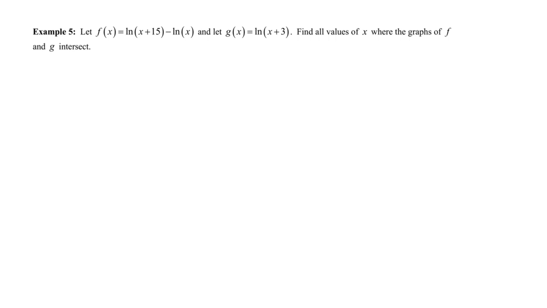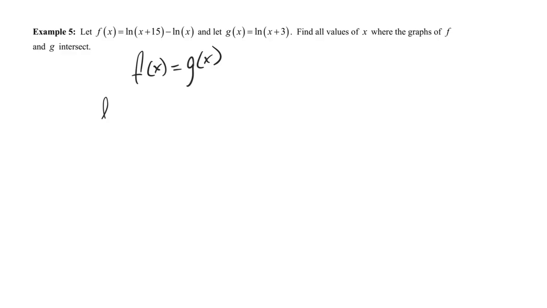All right, now we have something that you've probably never seen before. It will look familiar once we get it set up, but in this form, it's weird. It says, let f of x equal the natural log of x plus 15 minus the natural log of x, and let g of x equal the natural log of x plus 3. Find all values of x where the graphs of f and g intersect. Meaning, we're just trying to see where f of x equals g of x, right?